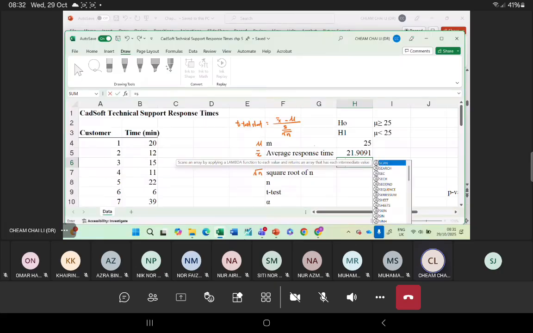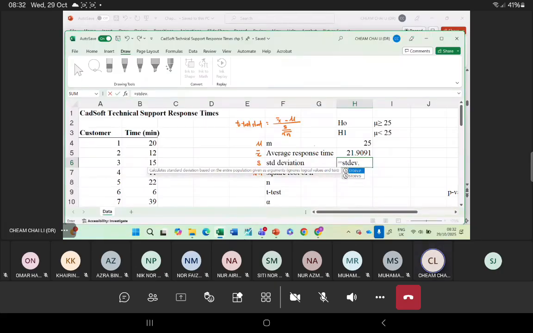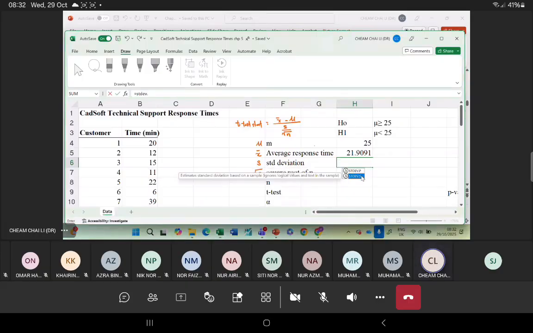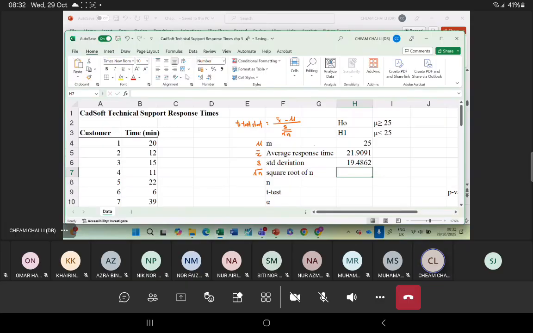So you just type STDEV, right? And this is sample data. You just ambil yang bawah ni. And then again, you select the range. So you ambil range 2. And then I got here 19.4862. Probably you have a lot of the decimal places, right? And then you can reduce it into 4 digits.